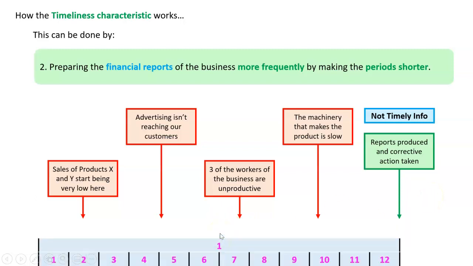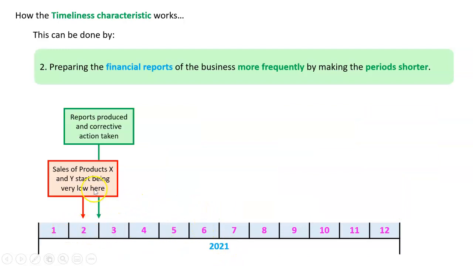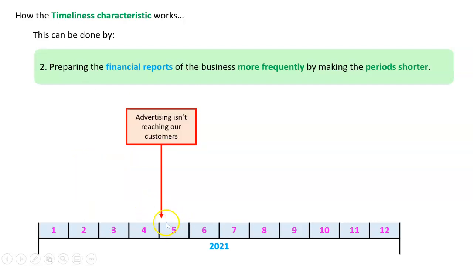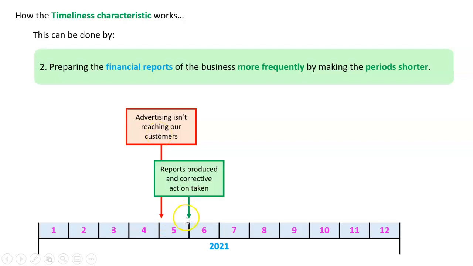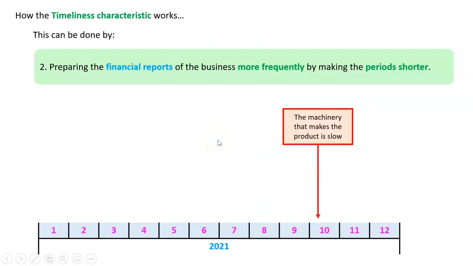12 months is too long. If I made that 12 monthly periods, so let's just go back to this one. Sales of products are bad in February. Well, I figure that out at the end of February. I produce my reports and I can fix it. And then we call that timely info. What about this one? This one happened at the start of May. We've realized that advertising isn't reaching our customers. Because we're reporting every month, I identified that and I can take corrective action. Then 3 of our workers are unproductive here. I identified that almost straight away. I can fix it, and so on.